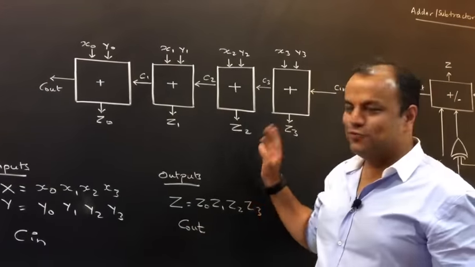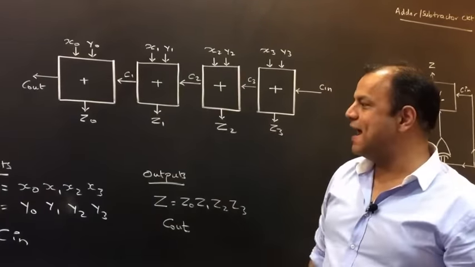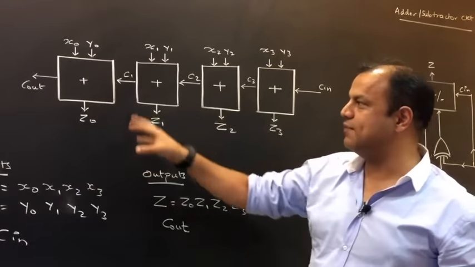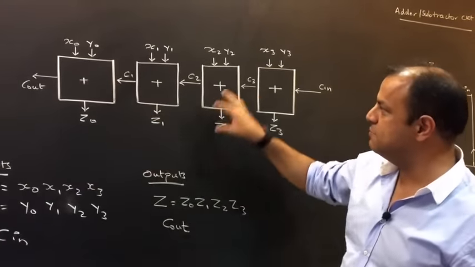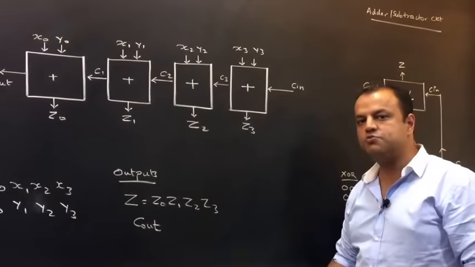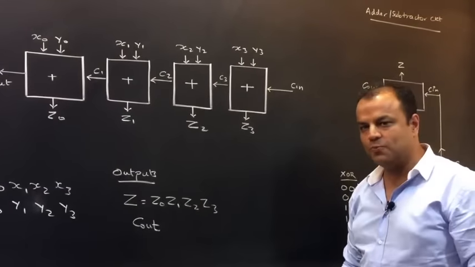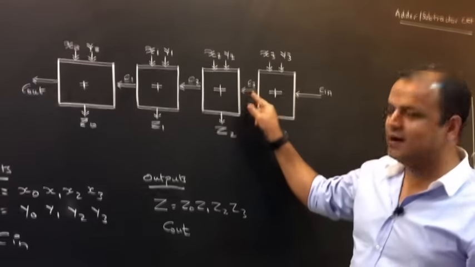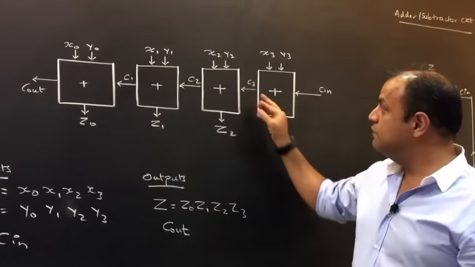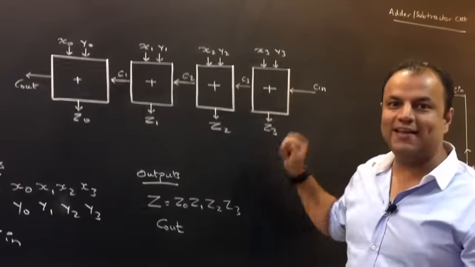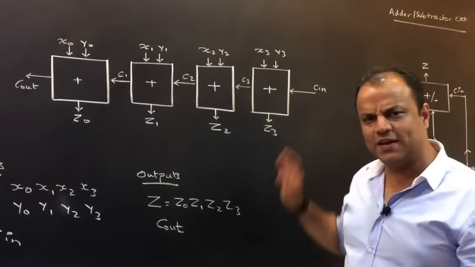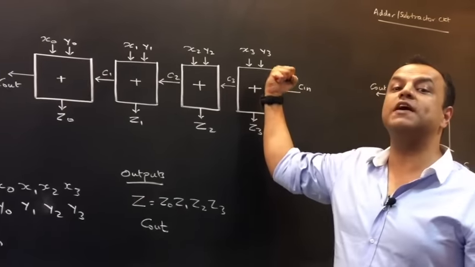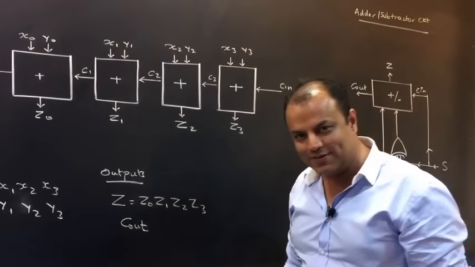Suppose I want to add these 4-bit numbers. What do I add first? Bit number 0, bit number 1, bit number 2, bit number 3. Which do I add first? Bit number 3. Why? Because I cannot add X2, Y2 unless I have C3 with me, which can only be produced after adding X3, Y3. Are you understanding what I'm saying? Only when this stage completes its addition, it will produce a carry. Are you understanding what I'm saying?